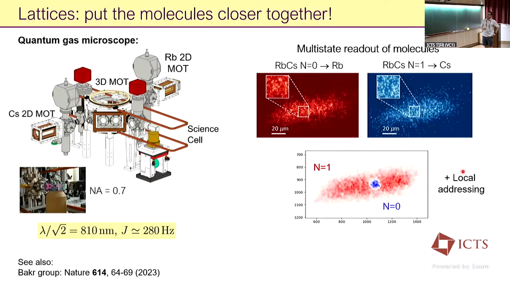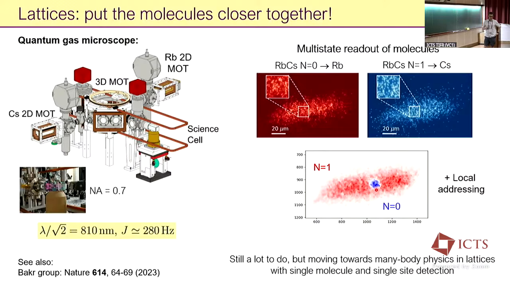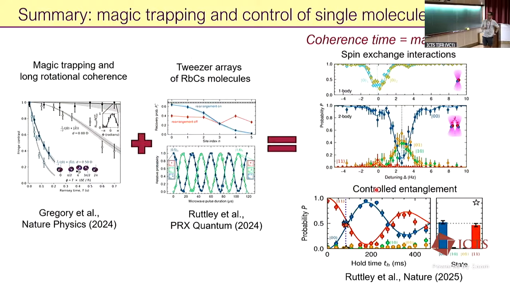And of course, with a microscope, you can also address, okay? So we can prepare an impurity gas of n equals 0 molecules in this gas of n equals 1. And of course, you could then look at spin transport and so on with this state resolved detection. So there's a lot I think we can do. Still a lot to work on, but I think this is heading in the direction of being able to simulate some interesting physics. Good, so this is the summary.